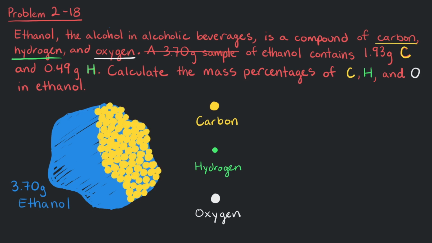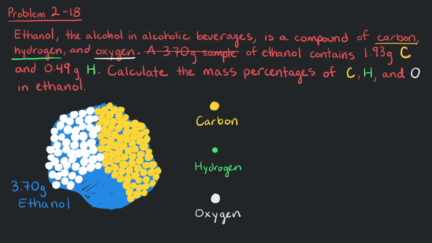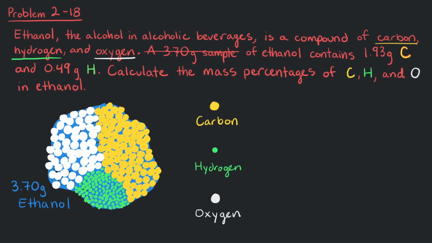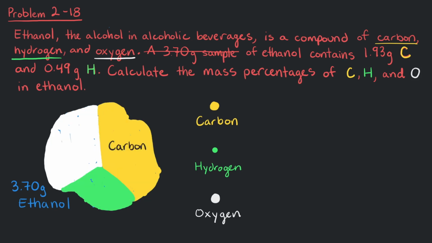This part of the blob is carbon. This part is oxygen. And this part is hydrogen. Okay, in truth, those atoms are mixed up throughout the sample, but this sketch works fine for our purposes. As if we squished all of the carbon to one side and all of the oxygen to the other. The problem tells us that the carbon part of our blob is 1.93 grams.